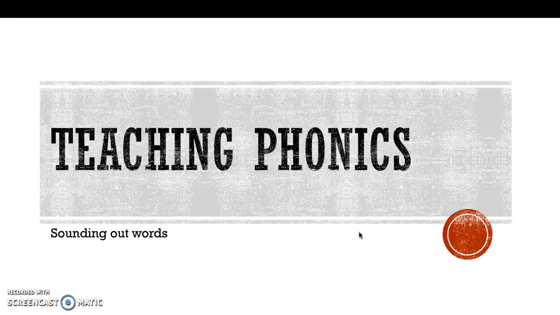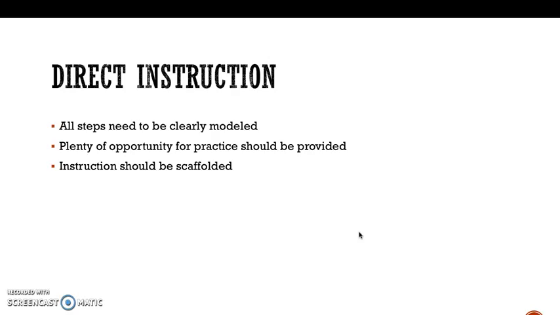Now for phonics, we're going to look at sounding out words. This is something also best taught through direct or explicit instruction. Again, it's not a discovery activity. They're not going to be able to sit down independently and just figure out what sounds each letter makes. So you're going to need to model this for them. They also need plenty of opportunity for practice, and your instruction should be scaffolded. And we'll take a look at that here in just a second.